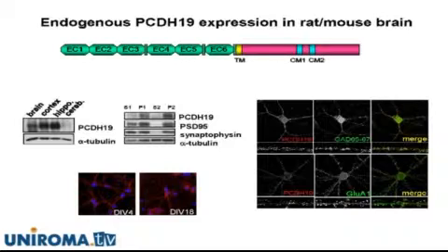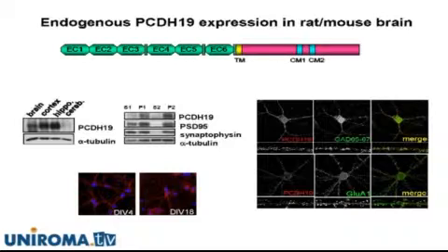Now, I don't know whether you could fully appreciate this image, but what's marked here in red staining is indicative of the staining of a specific antibody for protocadherin. So you see that the protein is present in young neurons, but also in adult neurons.